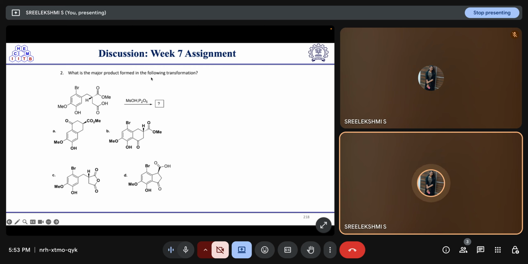Now the second question is: what is the major product formed in the following transformation? This compound is treated with methanesulfonic acid and P2O5. Which will be the major product here?